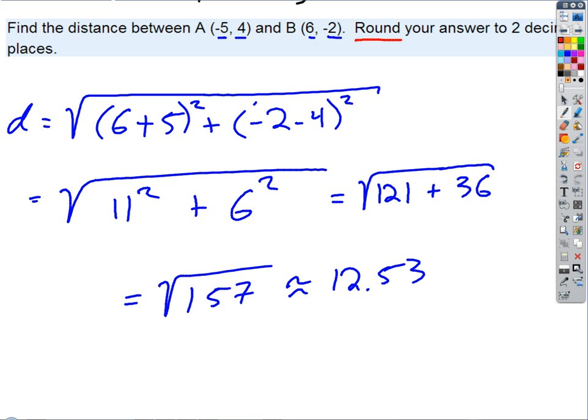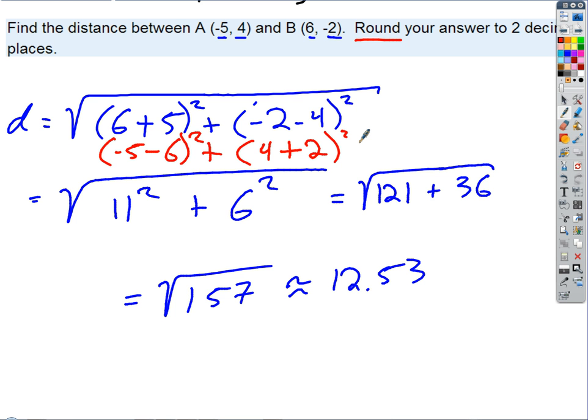Yes, sir. Yeah, I switched the numbers around. Okay, it should be the same either way. If I switch the numbers, so you subtracted these numbers from these numbers instead. Then instead of 6 plus 5, we would have gotten negative 5 minus 6 squared, right? Plus, and then we would have gotten 4 minus negative, so 2 squared, right?